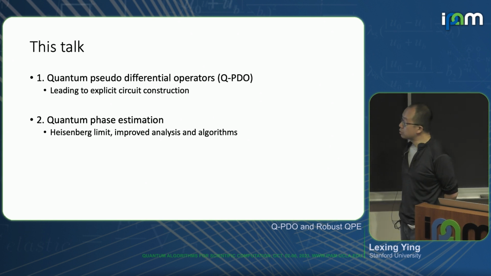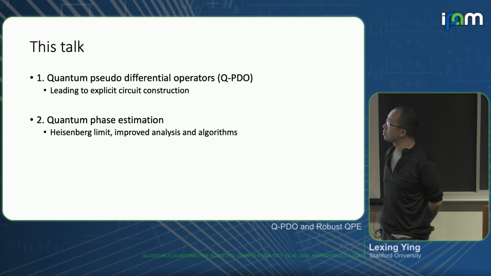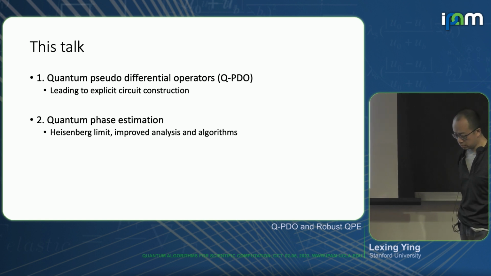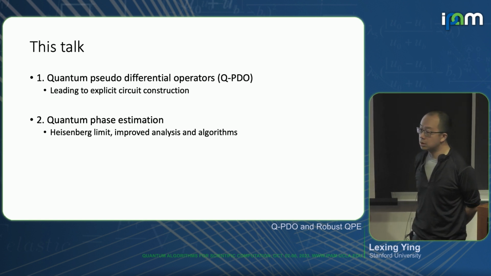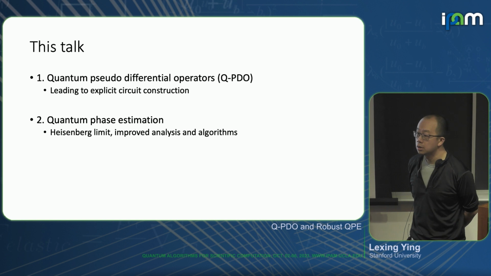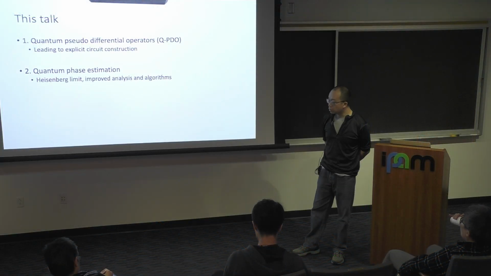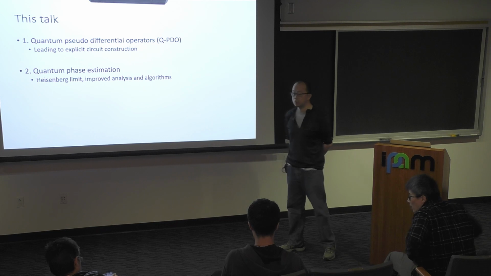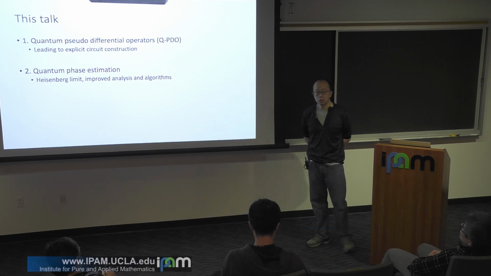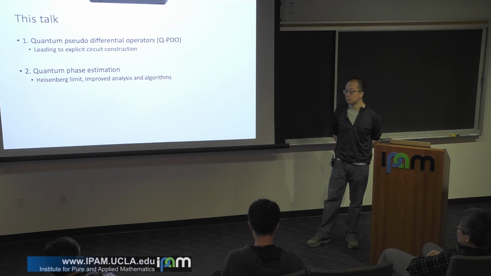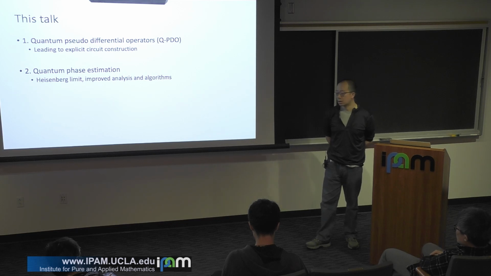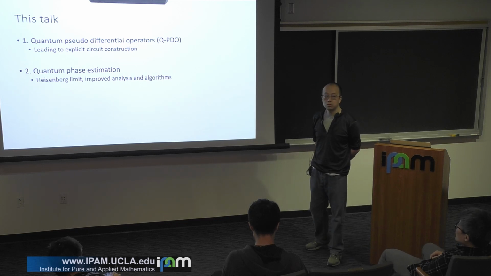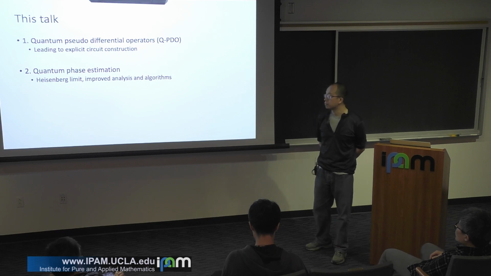The two parts I'm going to talk about: the first part is called quantum pseudo-differential operators. Here we want to study one kind of object called a pseudo-differential operator and try to understand how to represent it efficiently on quantum devices and how to work with them. The goal is to have very explicit constructions for these operators. We try not to use oracles as much as possible, not to use position and amplitude oracles. We just try to build everything on concrete circuits.